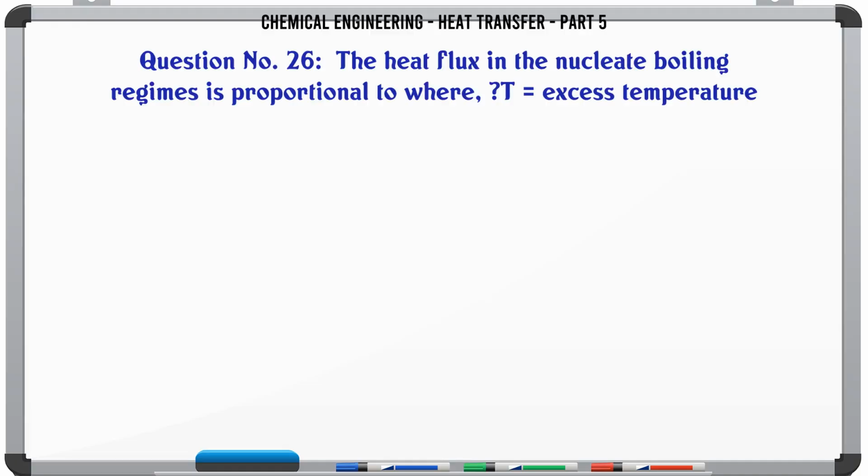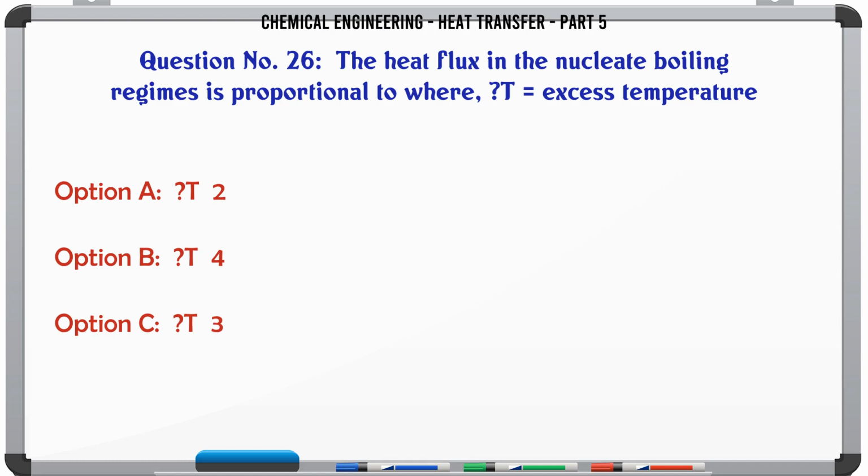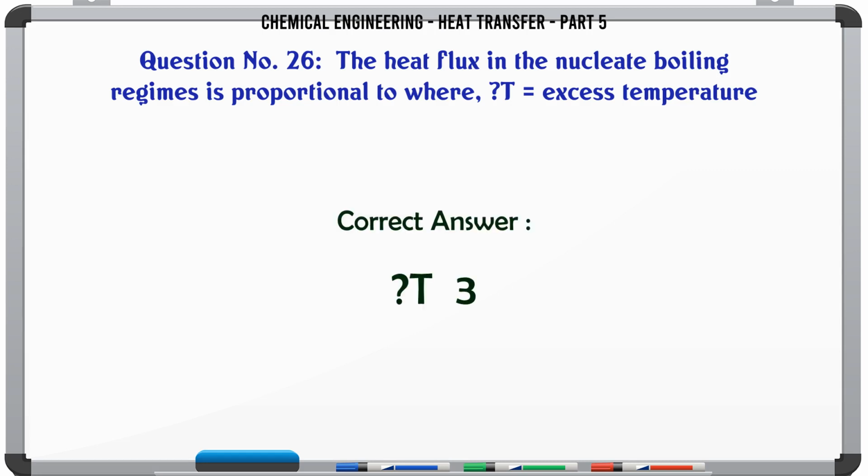The heat flux in the nucleate boiling regime is proportional to ___, where T is the excess temperature. A. T^2, B. T^4, C. T^3, D. T. The correct answer is T^3.